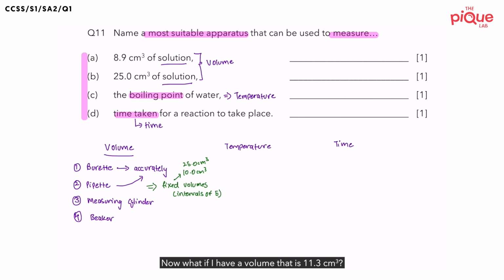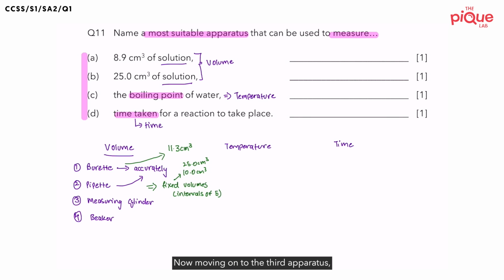Now, what if I have a volume that is 11.3 cm cube? Can I use my pipette to measure this volume? No, I cannot use my pipette to measure this volume. Why? Because the pipette can only measure fixed volumes in intervals of 5. Then what can I use to measure 11.3 cm cube of solution? I can use my burette. So for my pipette, I only use it to measure fixed volumes of intervals of 5. And for the other volumes of solutions, I will use my burette.